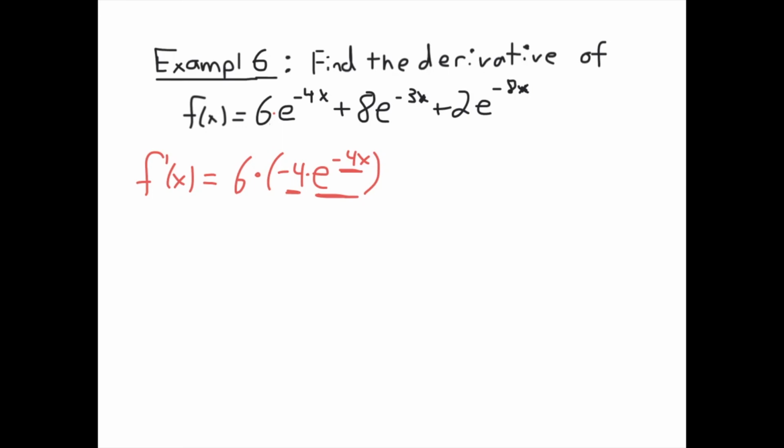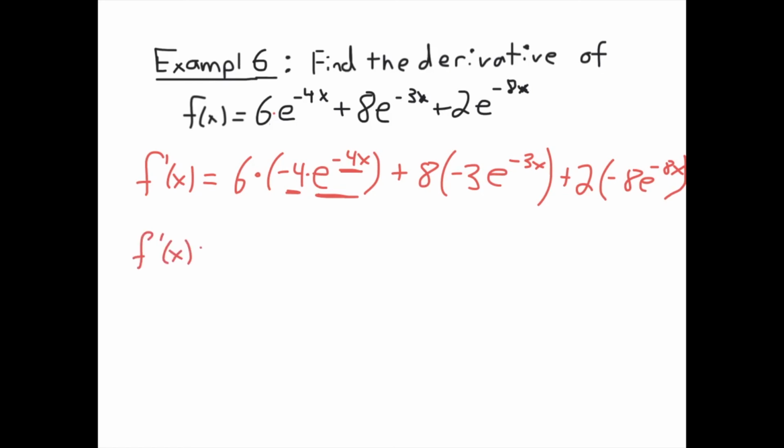All right, and in a similar way, these other ones are going to work out just like that. So we'll have plus 8 times negative 3 e to the negative 3x, and we'll have plus 2 times negative 8 e to the negative 8x. I almost ran out of room there. Okay, now that's a really long expression that will need some simplifying to happen.